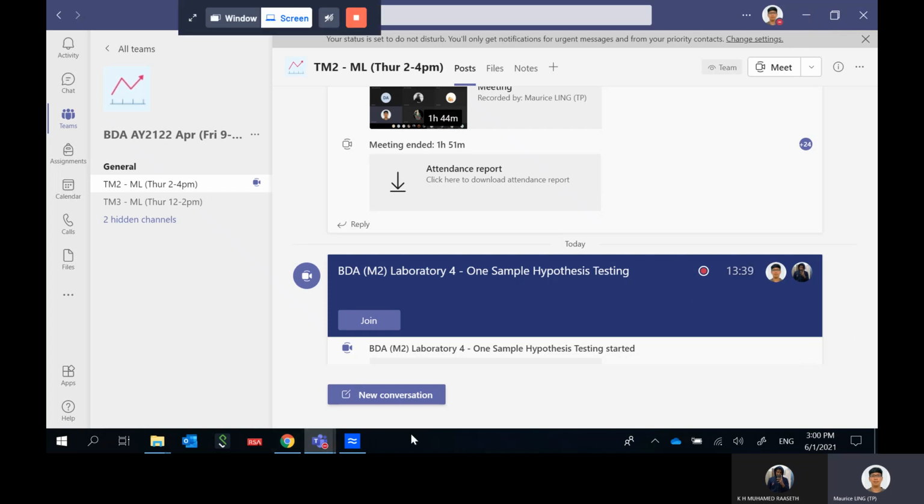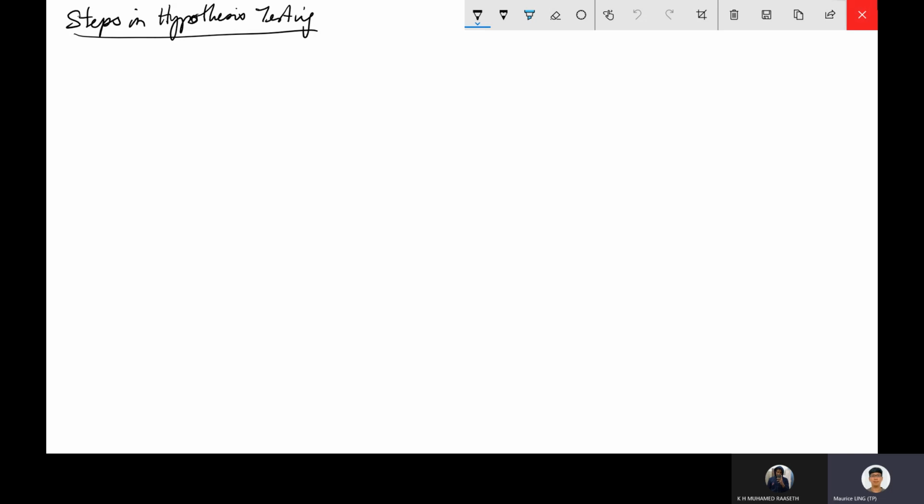Okay, so anyway, what we are going to do today is the first part of hypothesis testing. Let's go through the steps of hypothesis testing. How many steps are there? Five or six steps. You have it in your lecture notes already. You don't have to memorize, but you follow the 6 steps. So what's the first step?